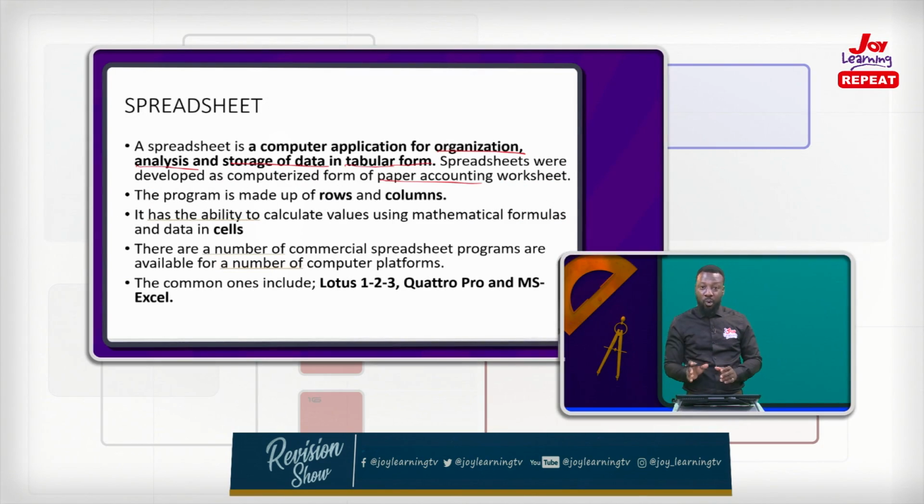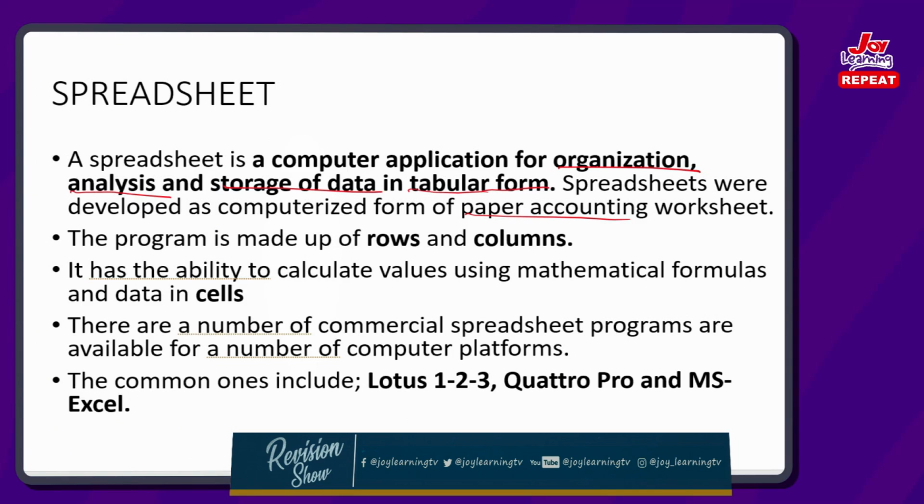So we say they are made up of rows and columns. It has the ability to calculate values using mathematical formula and data in cells. There are a number of commercial spreadsheet programs available for a number of computer platforms. Over here, computer platforms refers to different operating systems, because not all operating systems will have the same spreadsheet application. The most common one that we are familiar with, those of us using Windows, is Microsoft Excel.